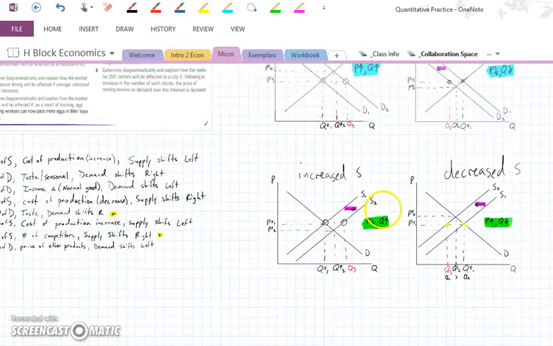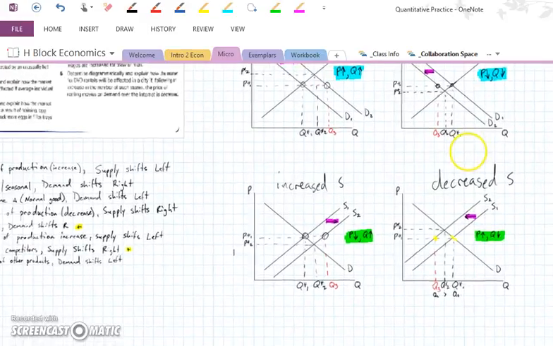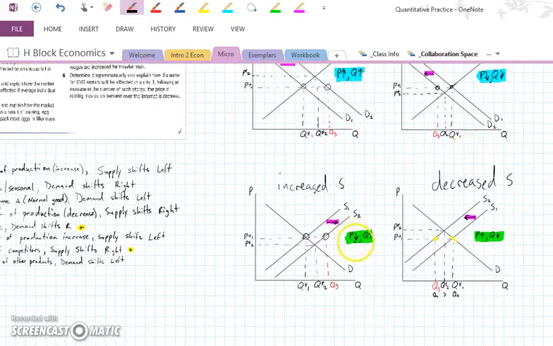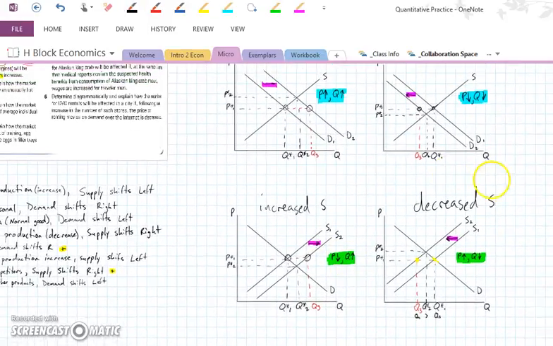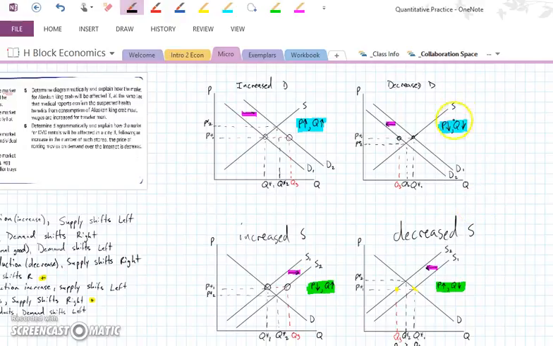Just like the previous one, we know that P is going to go down and Q is going to go up. And because of decreased demand, we know that P is going to go down again, but here Q is going to go down. So we can't say what will happen to quantity, but we do know that the price will decrease.